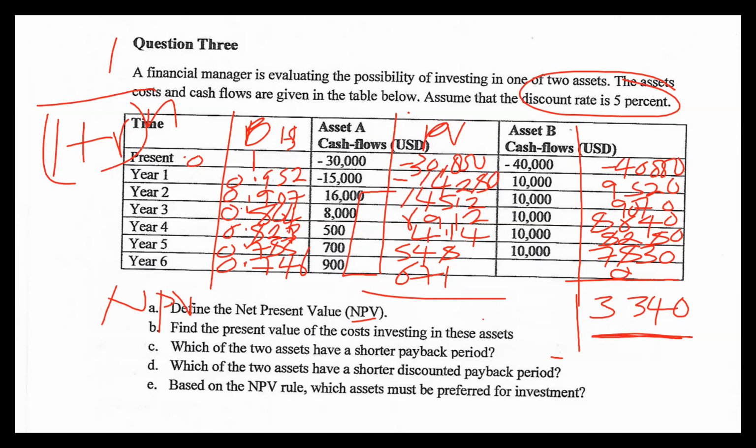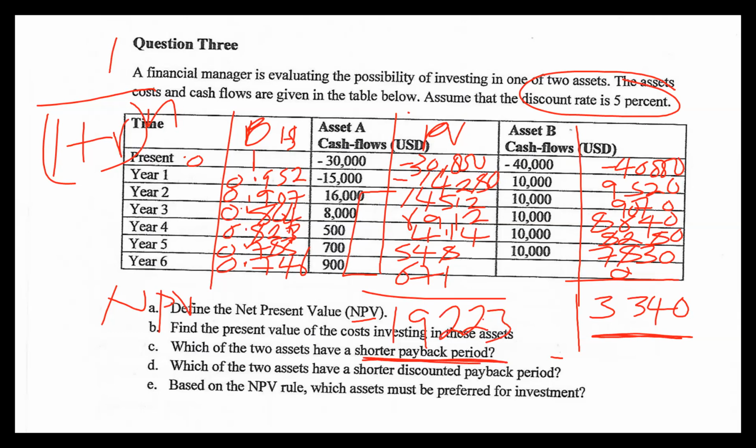So 14,512, right? Plus the 8,912 plus the 414 plus 548 plus 671 is equal to, minus negative 14,280 minus 30,000. I find negative 19,223. So these are the net present values.